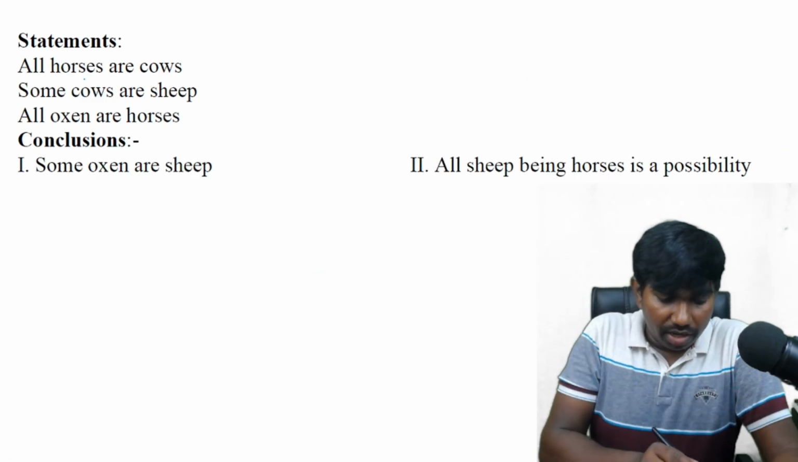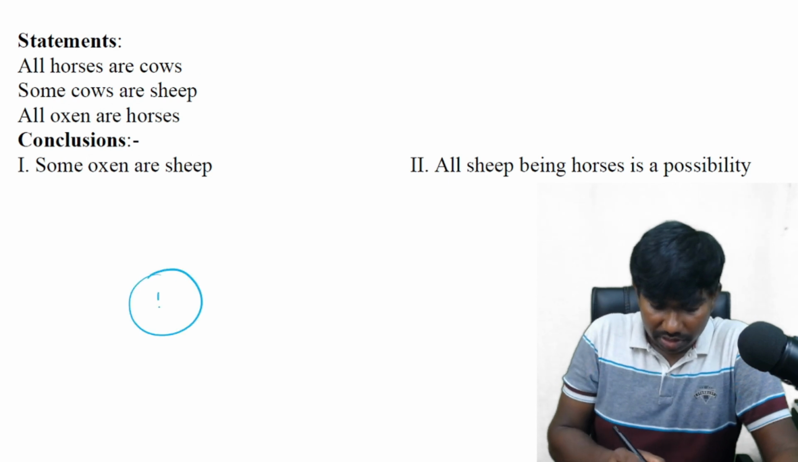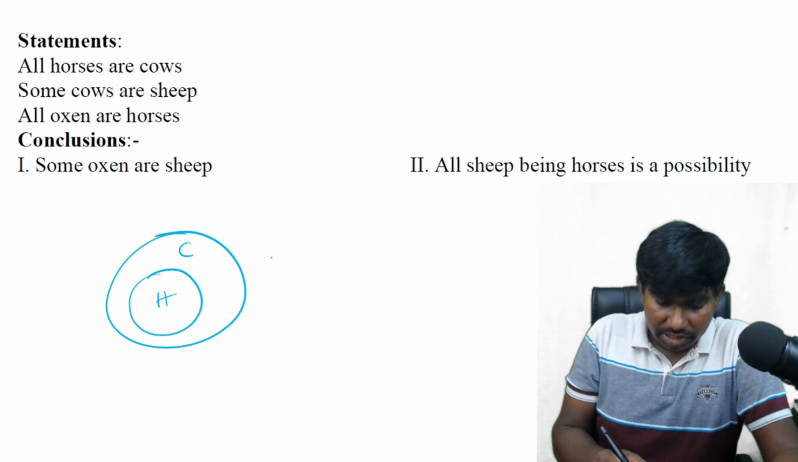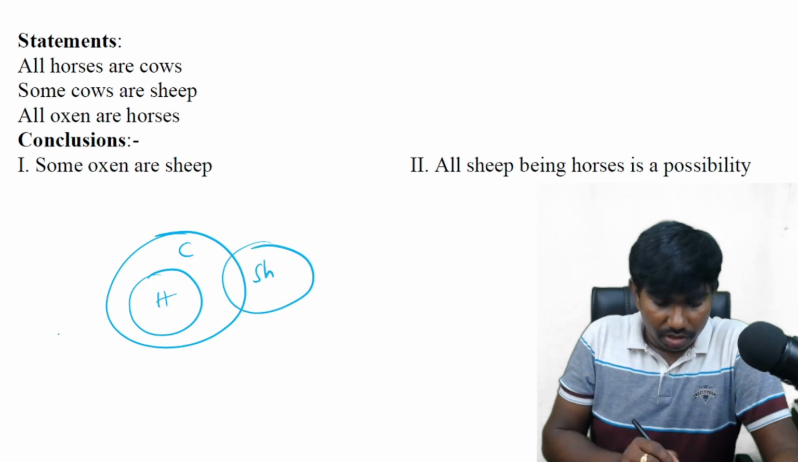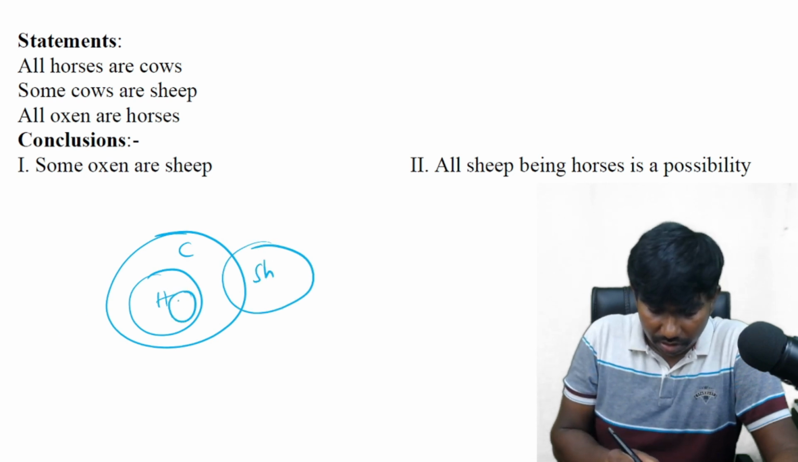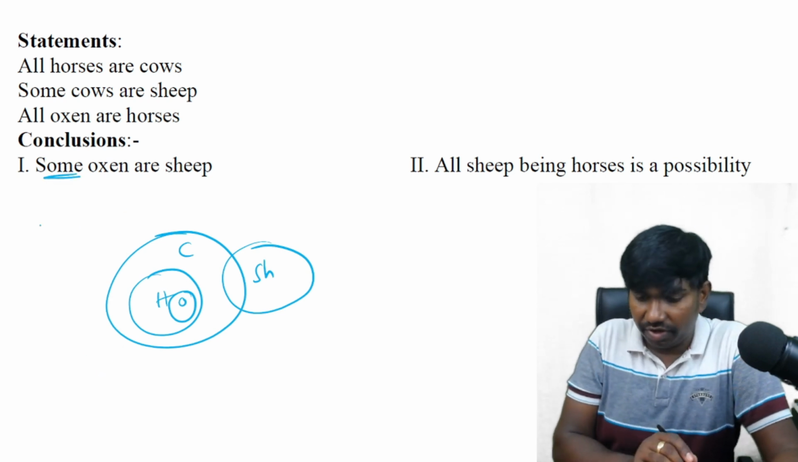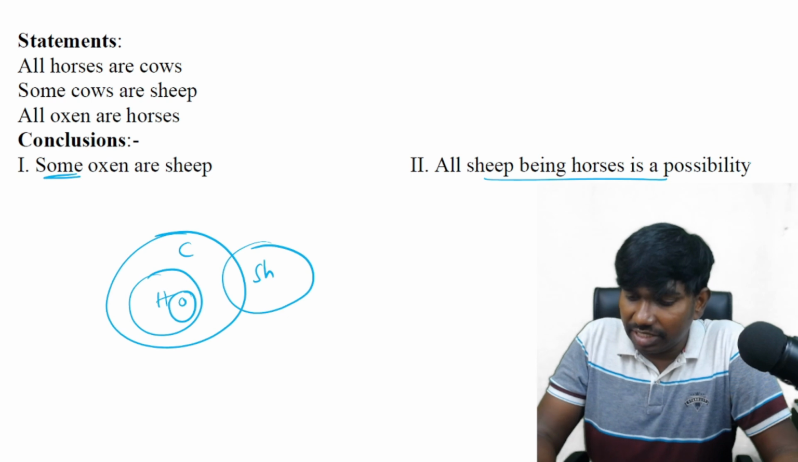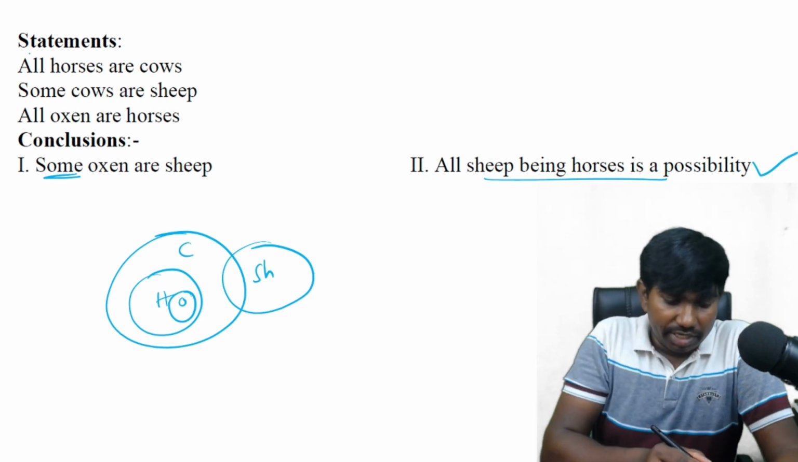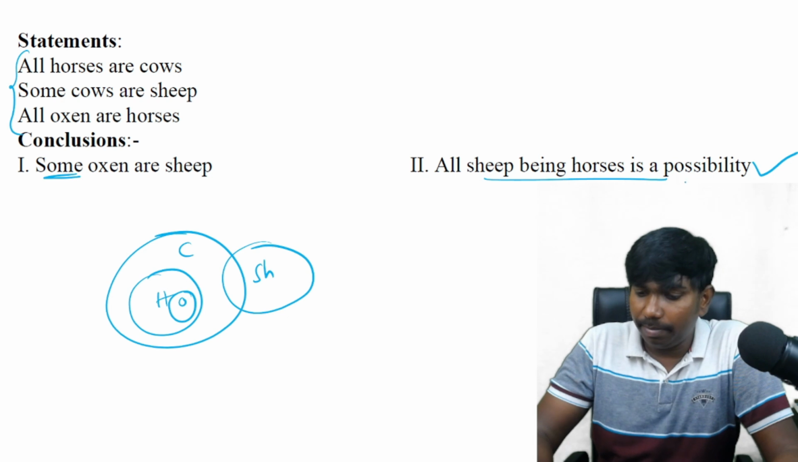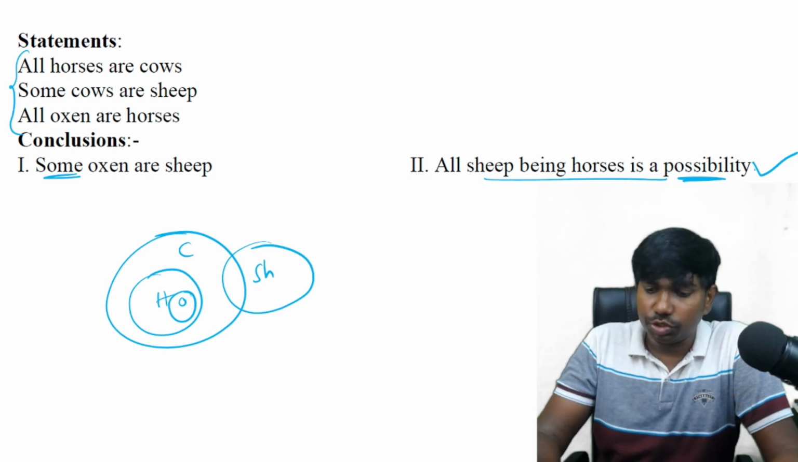Next one, all horses are cows. Some cows are sheep. All oxen are horses. This is the oxen circle. Here also, a definite conclusion we have to draw. But for this one we can say directly it is true, because there is no negativity in the statements. All the statements are positive and it is a positive possibility. That means it is true.